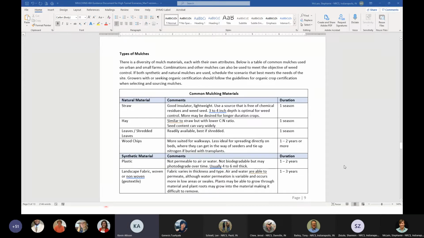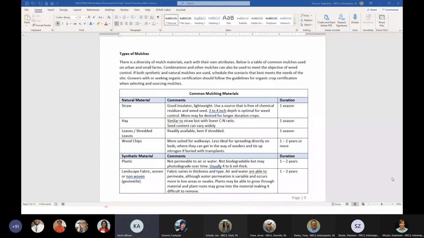So just to show you what kinds of mulches you might see wanting to be used, just realize that there is a diversity. They've all got their own attributes. However, these are some of the most common ones that we see on farms. Straw is lightweight and fairly accessible. There are chances that there are chemical residues and weed seeds, so knowing where that straw came from and asking questions is helpful. Same thing with hay, in the sense that it could have weed seeds, but it's also a pretty beneficial mulch. Then shredded leaves and wood chips are also options.